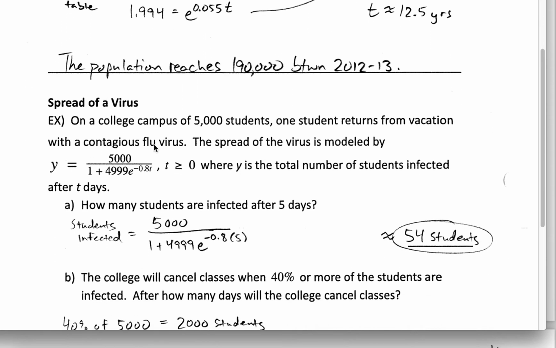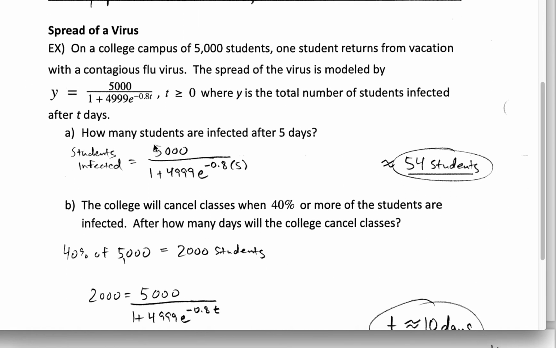All right, one more. Let's talk about the spread of a virus. On a college campus of 5,000 students, we have a flu virus spreading, represented by this equation. T is going to be the number of days in which people are infected. Y, or the output, is going to represent the number of students who have the flu. So the first question, how many students are infected after 5 days? This is just the substitution problem. Plugging 5 into the t-spot and getting the output of the number of students infected. So plugging that into our calculator, we get approximately 54 students are infected after 5 days.